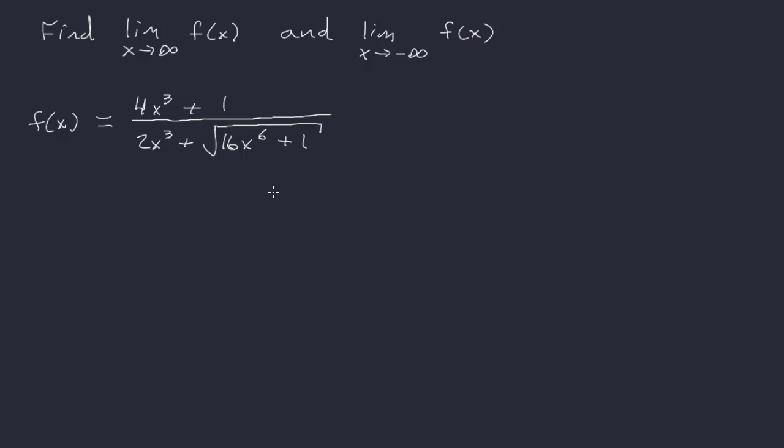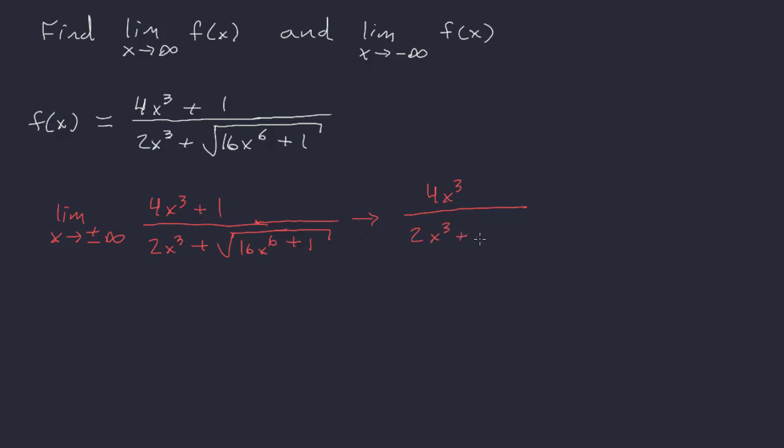Now, it would be really tempting to just say for either side, to just take our leading coefficients on the top and the bottom. So on the top, of course, that's going to be 4x cubed. Now on the bottom, you might be thinking, well, what in the world do we do with that square root? Well, just take the leading term outside of the square root and inside of the square root. So we'll have 2x cubed plus the square root of 16 x to the 6th.